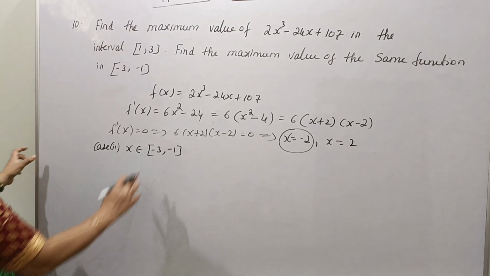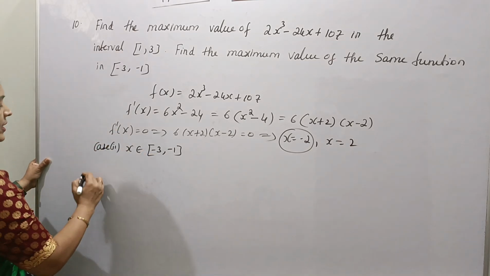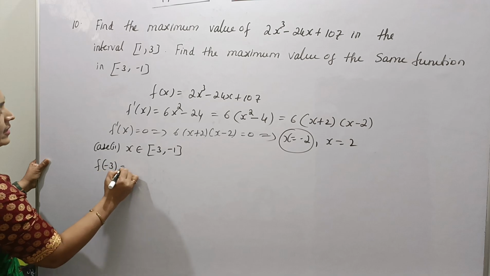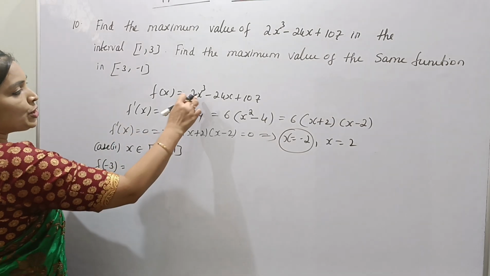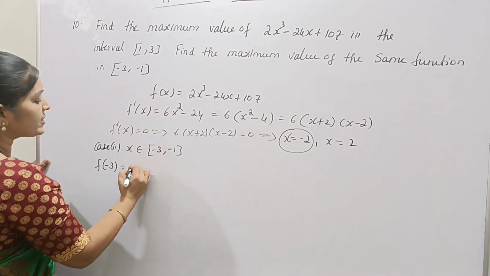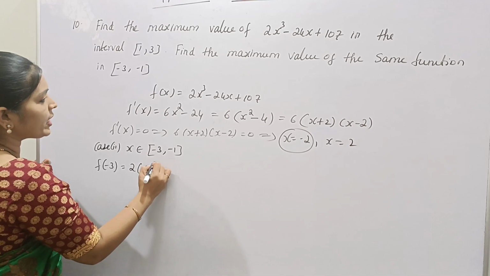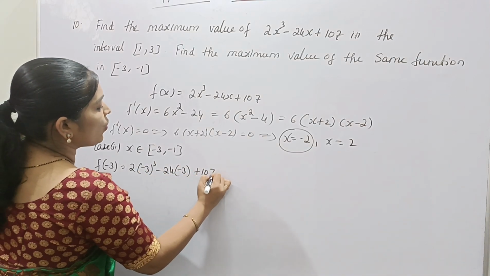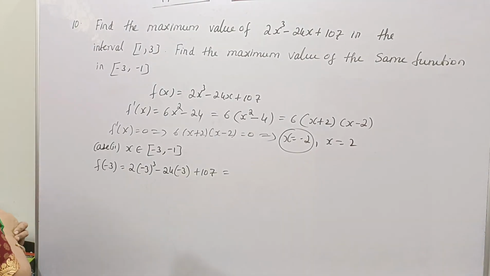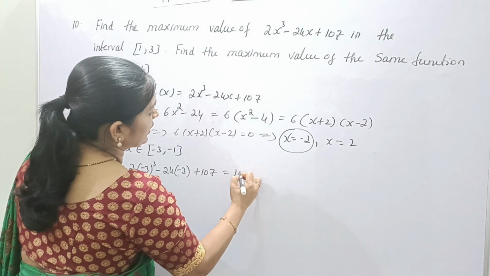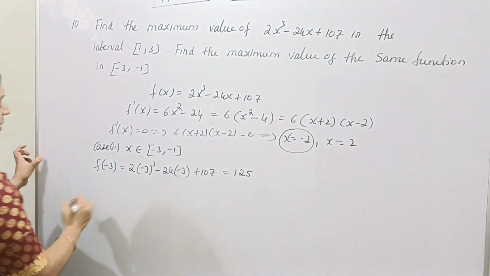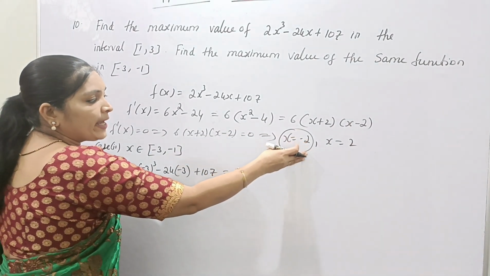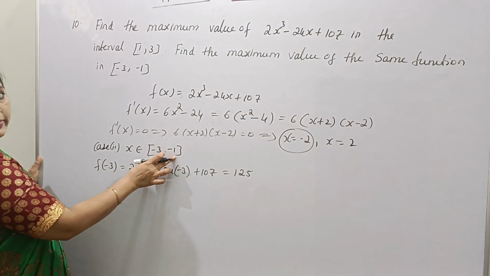Okay, so first of all, what is the least value of x? Minus 3 is the least value, right? So let's find f of minus 3. That is, substitute x is equal to minus 3 in f of x: 2 into minus 3 cube minus 24 into minus 3 plus 107, that is equal to, after calculation, 125. Then next we will find f of minus 2, because minus 2 belongs to this interval.